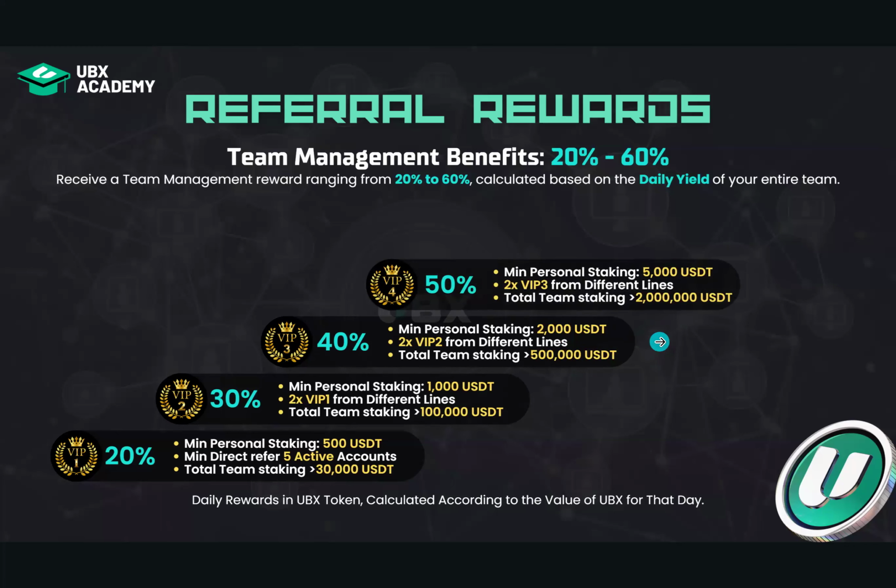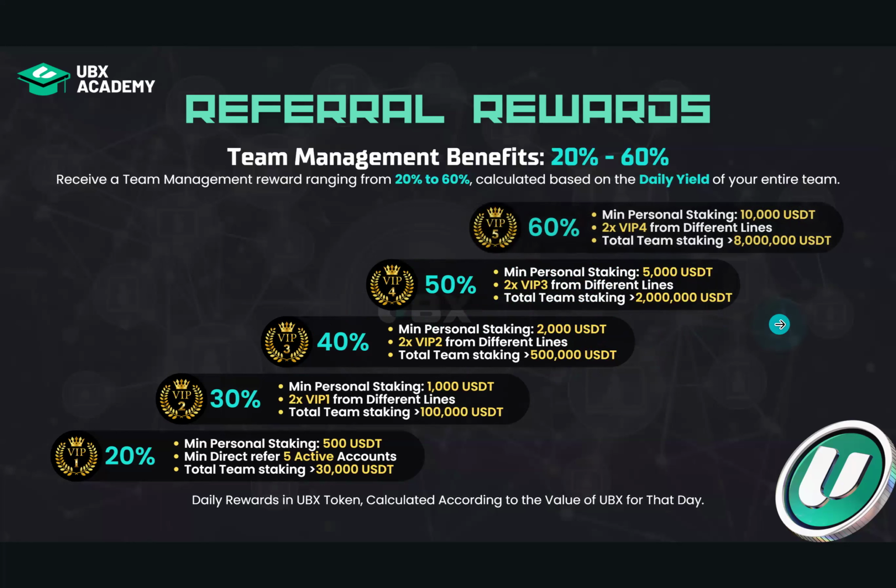And VIP 4, 50%. Minimum staking is $5,000 USDT. 2 times VIP 3 from different lines. Total team staking is $2 million USDT. Now we come to the last one, VIP 5, 60%. Minimum personal staking is 10,000 USDT. Then 2 times VIP 4 from different lines. Total team staking is 8 million USDT.